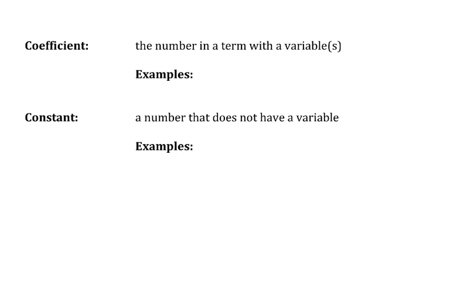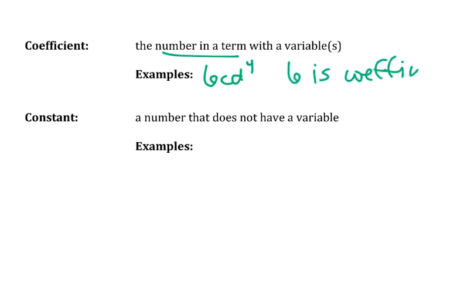So coefficient is the number part, the numeral part, in a term with a variable. So if I have, for example, 6cd to the fourth, then 6 is the coefficient. So you need to know what these words are, because if I say the coefficient, you need to know what we're talking about. And so another example is if I say r to the second, then 1 is the coefficient, because that's the number that's in front of the r to the second power.